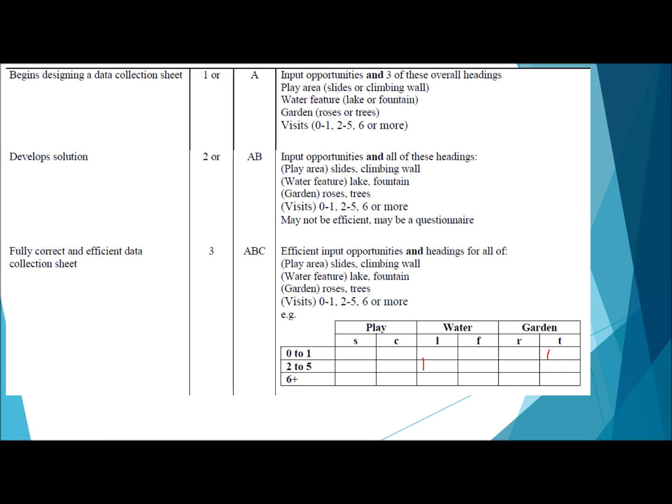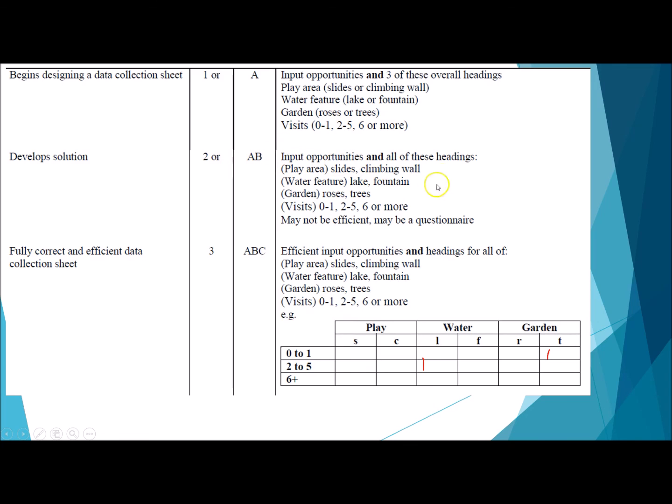So just think about when you do yours, is it possible to put the information in? And you can see for 3 marks, efficient, so it's got to work. Got to have the headings, so play, water, garden. Again, don't have to write full words, you can use abbreviations like S for slide. You can write them in full, it's just personal choice. You need to have the number of visits in, and obviously all of the options.